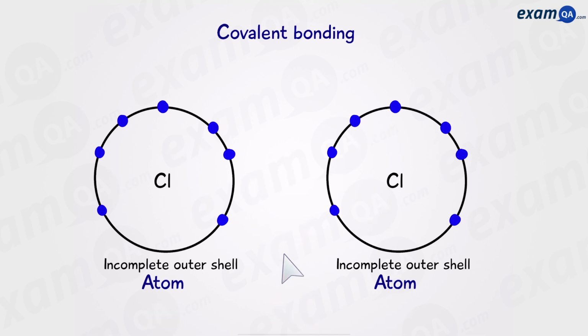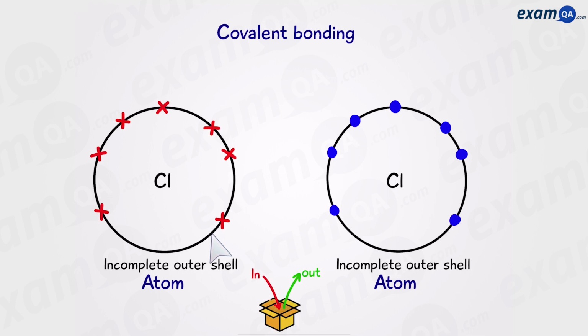Now, first of all, we're going to draw the outer shells only, because that's where most of the chemistry happens. Now, chlorine is in group 7, so it has 7 electrons in its outer shell. Next, we're going to draw the one on the left with crosses. This is important so that we know which atom the electrons are coming from when we draw our diagram.